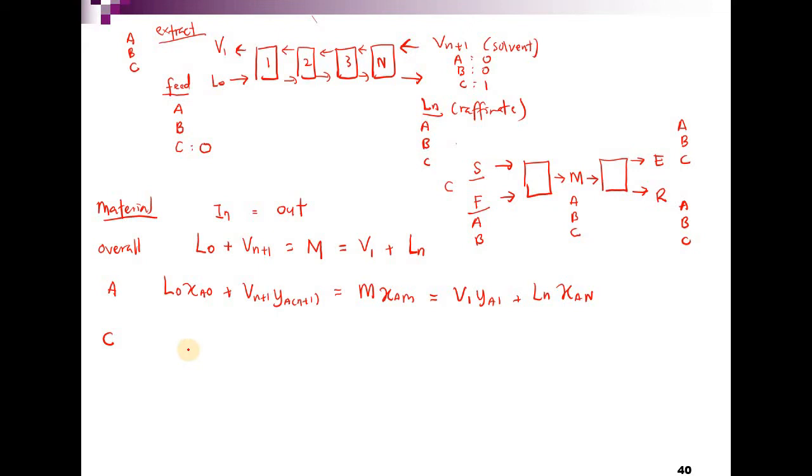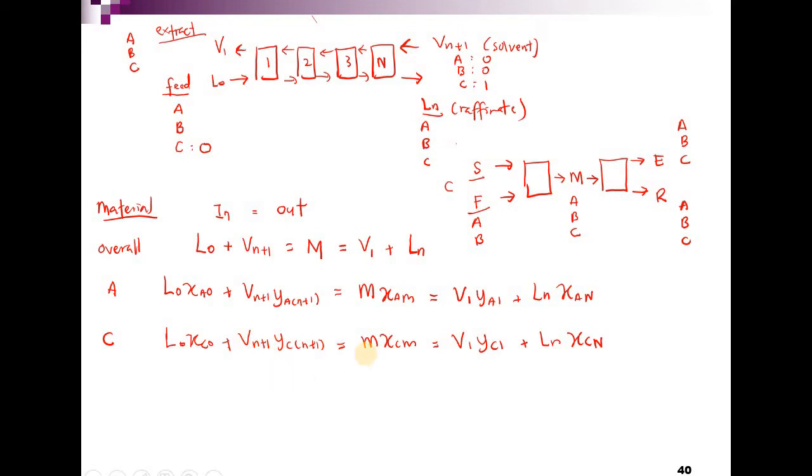Okay, so for component C, we change the A with C now. L naught and XC naught plus Vn plus 1 YCn plus 1 equal to M XCm and V1 YC1 plus Ln XCn. Okay, so this is the material balance that we need to solve the question later.